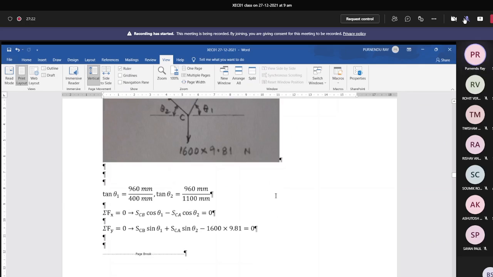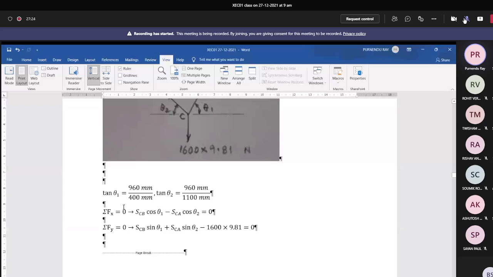But if we consider these two equations, there are three known forces, known angles, it is very easy to incorporate them in this equation, and in this equation only two unknowns will be there, SCB and SCA. That's all.